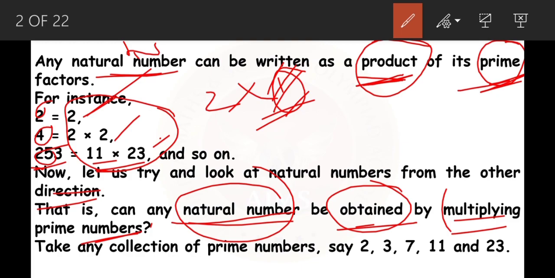So what are the prime numbers? The numbers 2, 3, 5, 7, 11, like that. We have some prime numbers. Let's try with some of them.